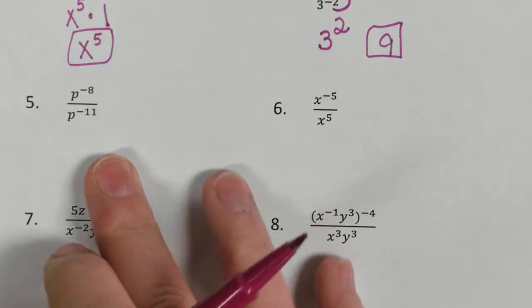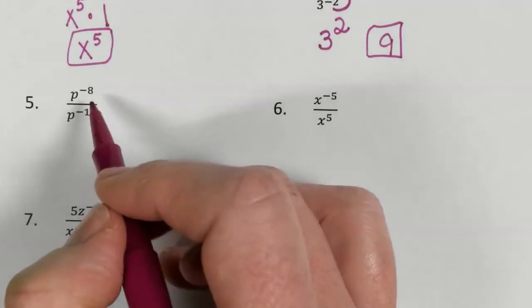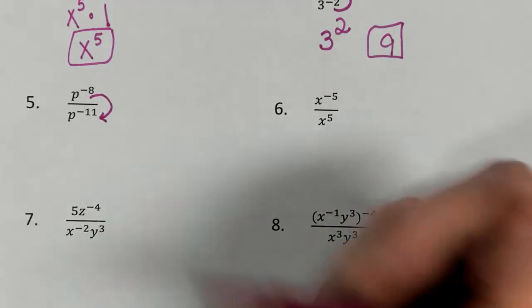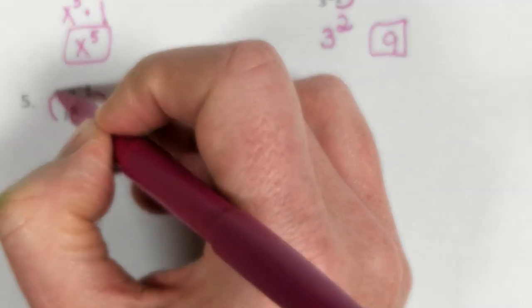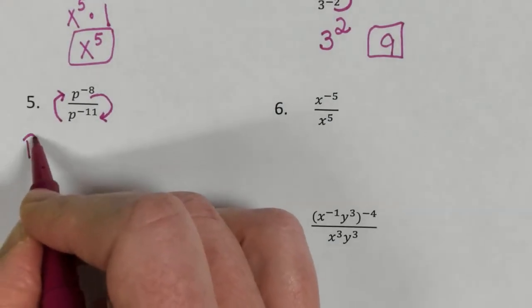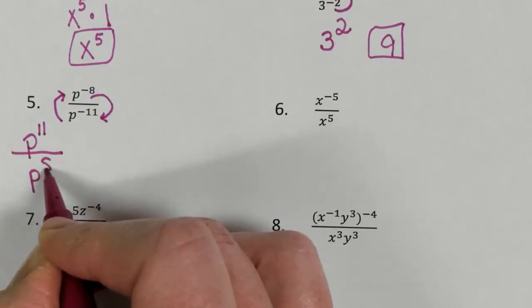Okay, let's look at number 5. A couple of different ways we can do number 5. I'm going to show you 2 ways. Number 1, we can make our exponents positive first. So that means p to the negative 8 has to move to the bottom. P to the negative 11 has to move to the top. So as I move each one to the opposite place, its exponent will become positive.